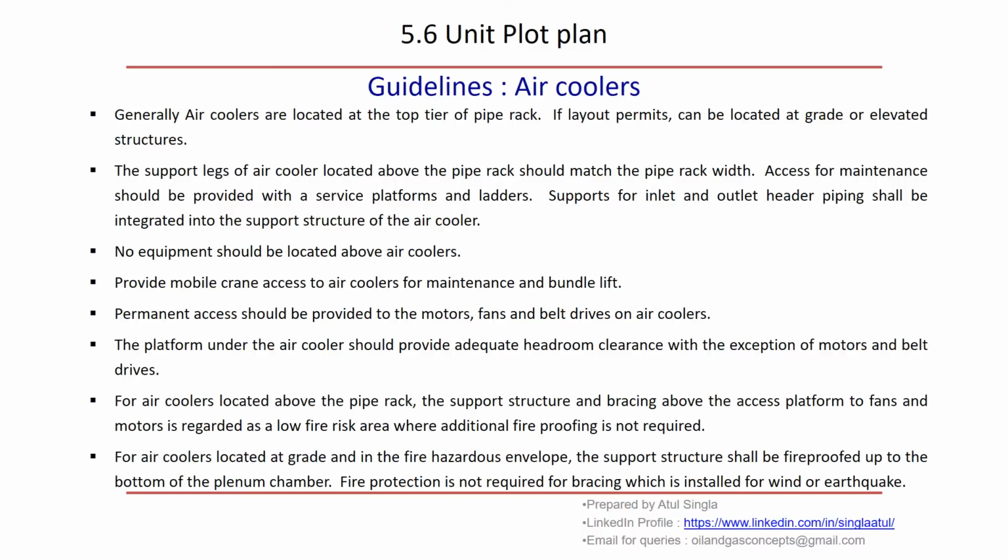So these are the basic guidelines which we need to follow while locating the air cooler and providing maintenance access. All these permanent and temporary accesses, whatever we have to provide, we have to take care of while planning the space for the air cooler. Then only we can locate it in our plot plan. We will go for further detailed discussion on these guidelines when we go for air cooler design, especially for the piping system of air coolers. These were the basic guidelines only.